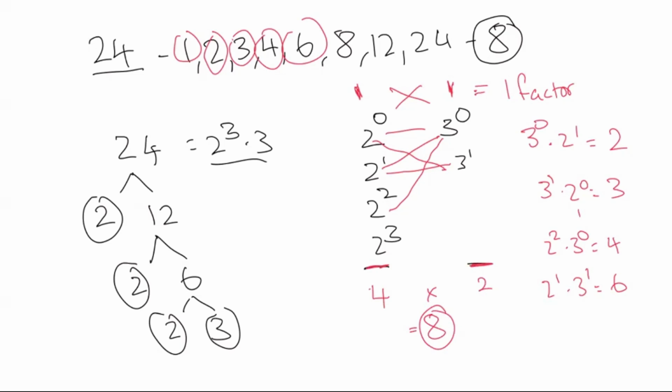And the reason that works is because we take one from each group, and if we multiply those together, we find all possible combinations, and so all possible combinations equal all possible factors.